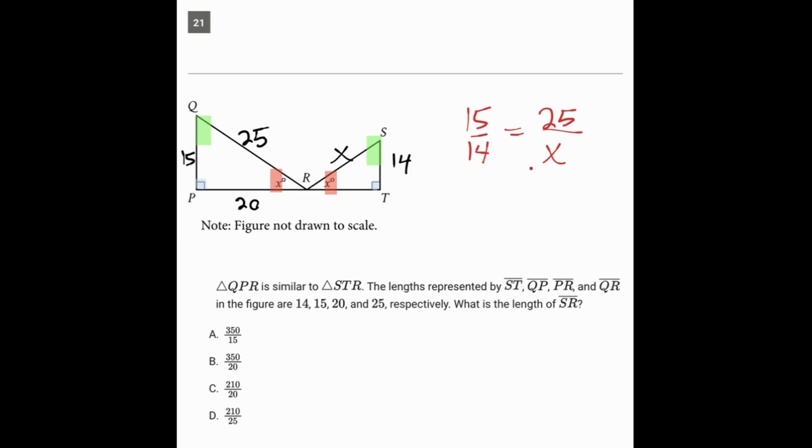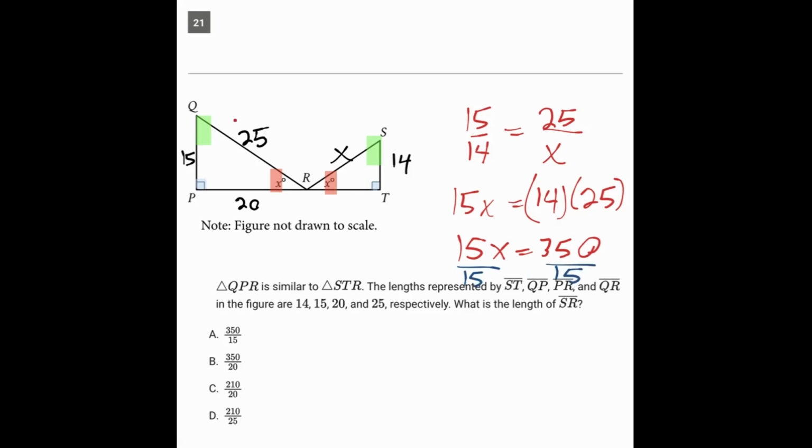So we've got a proportion that works, and now we can cross multiply. 15 times X equals 14 times 25. Multiplying that on a calculator, we get 15x equals 350. And next, we'll divide both sides by 15. And even though the instinct is to simplify this, or to get it as a decimal, you can see that 350 over 15 is one of the answers. So the answer here is A.